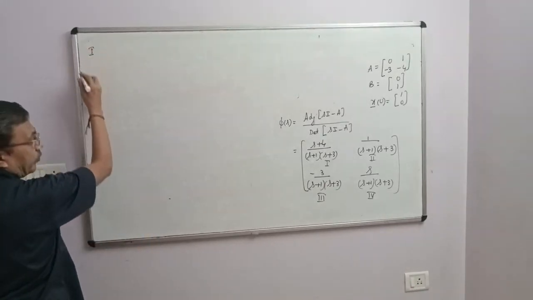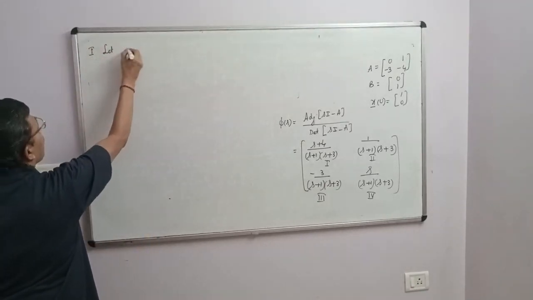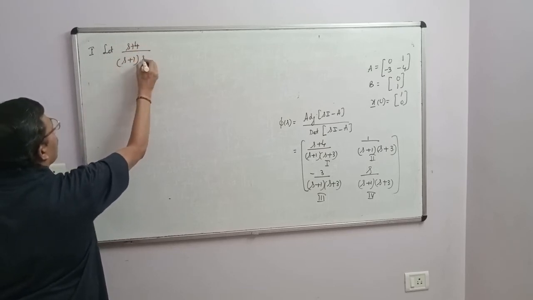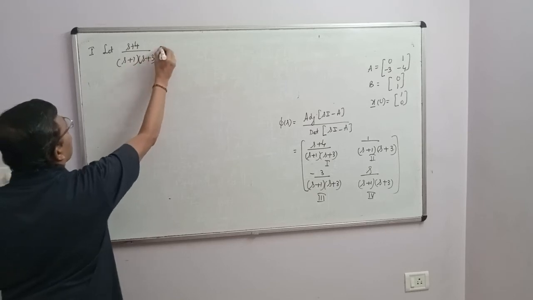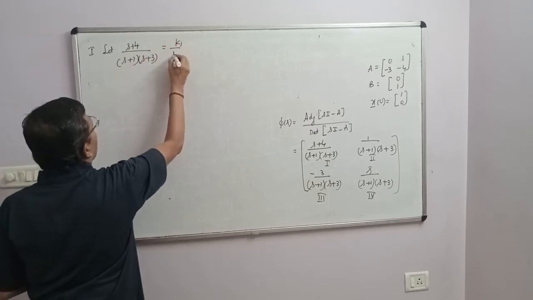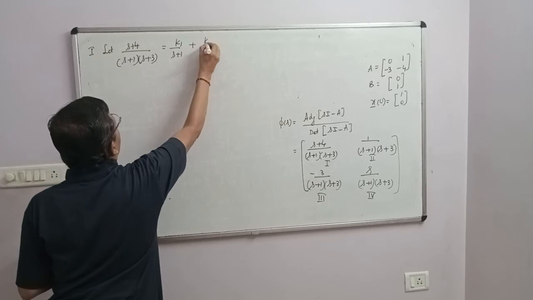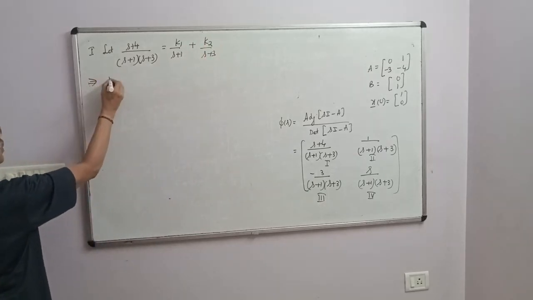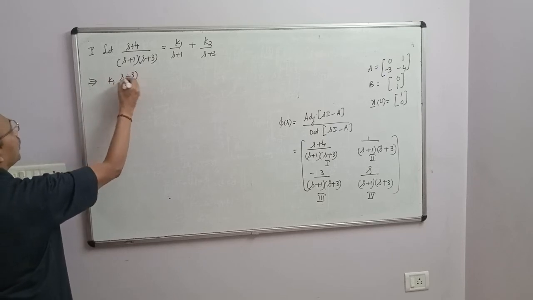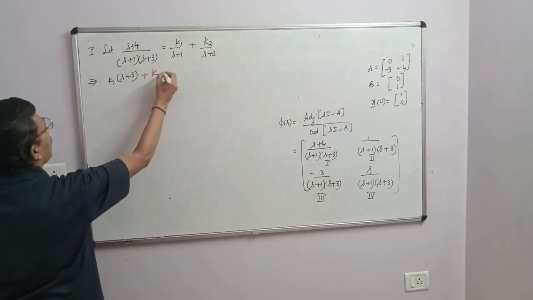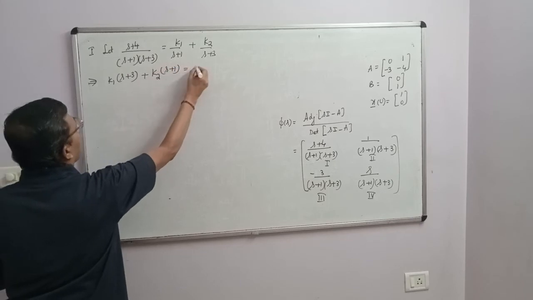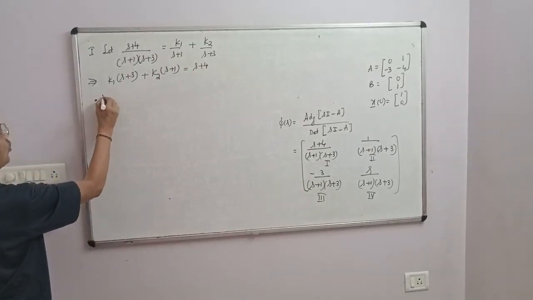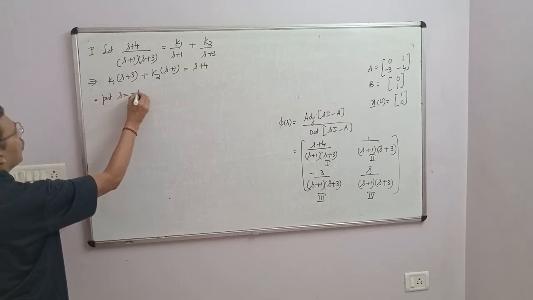First one, let (S plus 4) divided by (S plus 1)(S plus 3) be equal to K1 by (S plus 1) plus K2 by (S plus 3). This implies K1 into (S plus 3) plus K2 into (S plus 1) is equal to S plus 4. So put S is equal to minus 1.